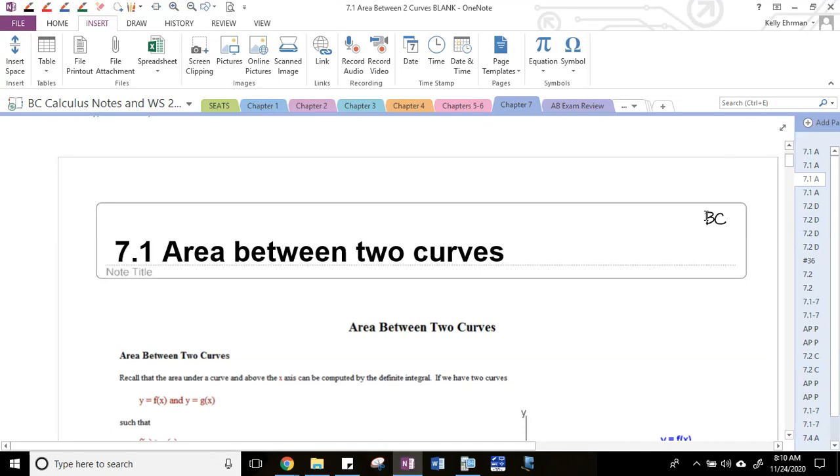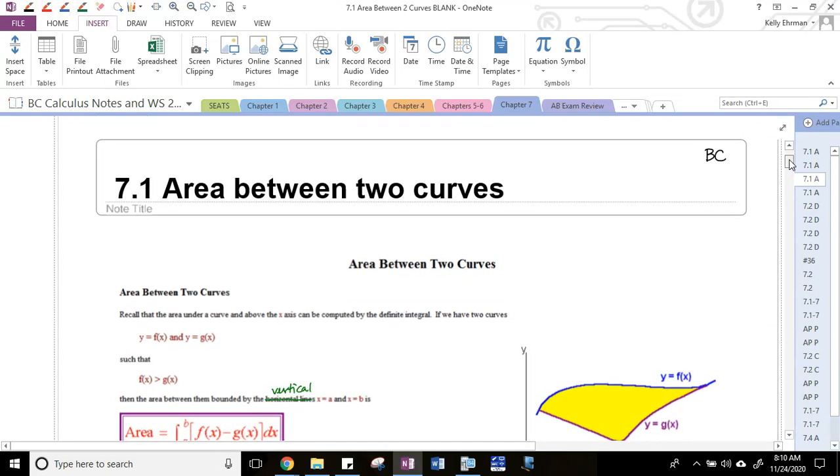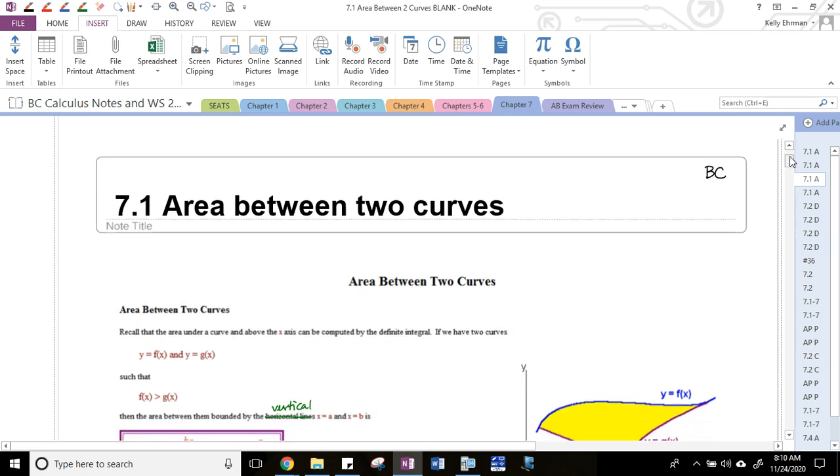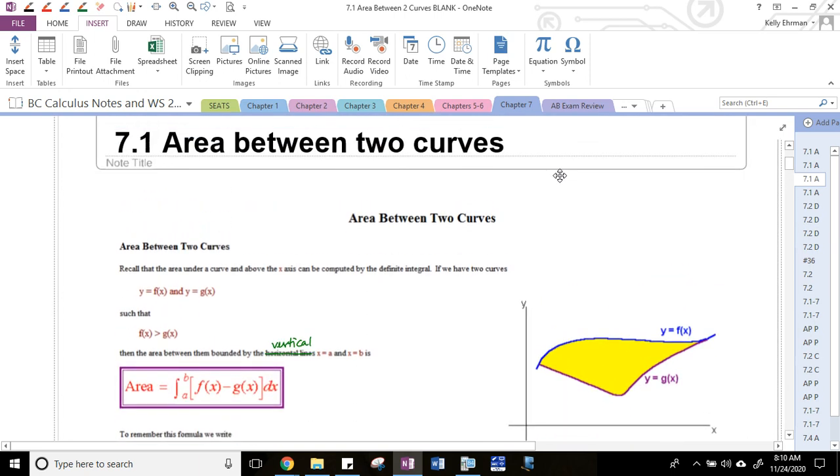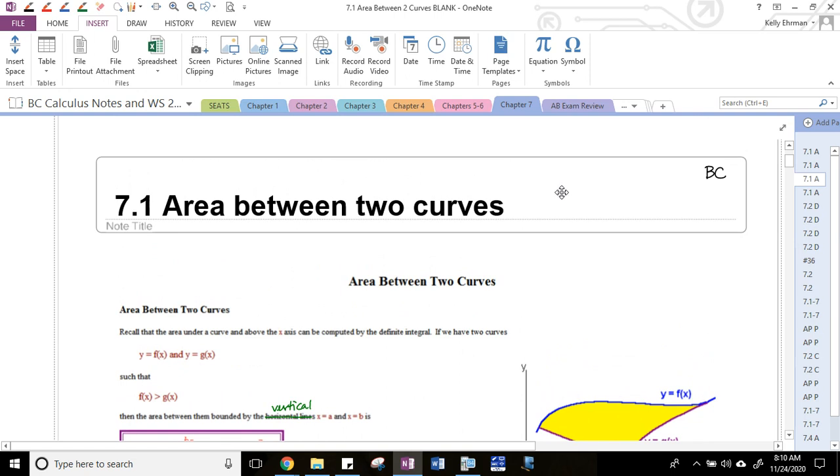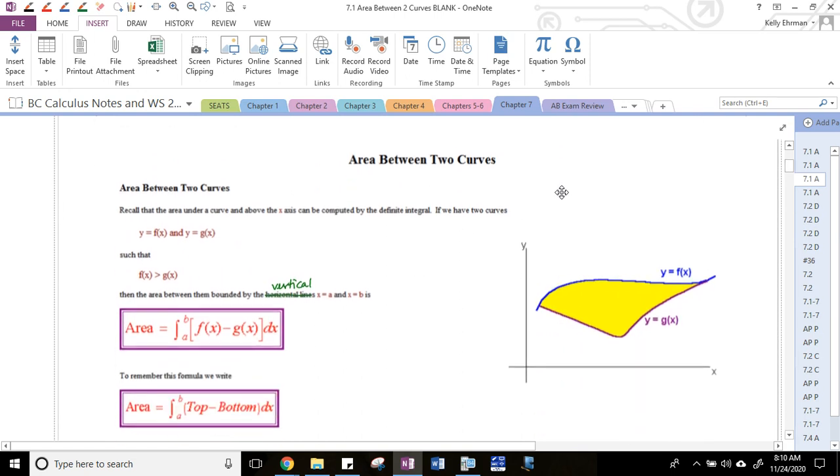All right, today we are in chapter 7, and we're going to begin working on this packet together. The homework for tonight is to finish the problems in this packet. We'll go over them tomorrow. I will have my full key for the packet posted so you can check your answers.